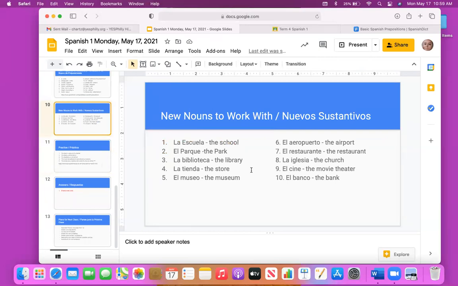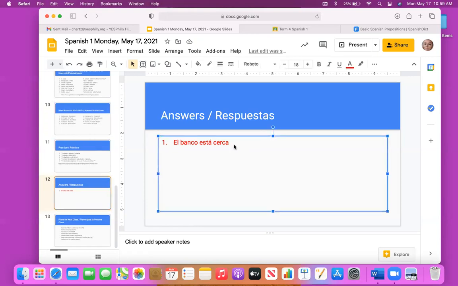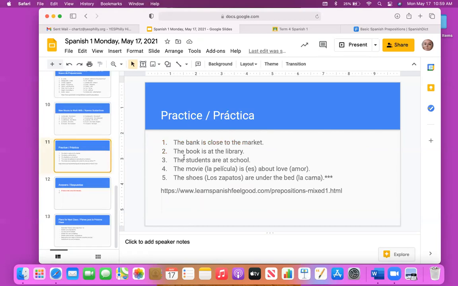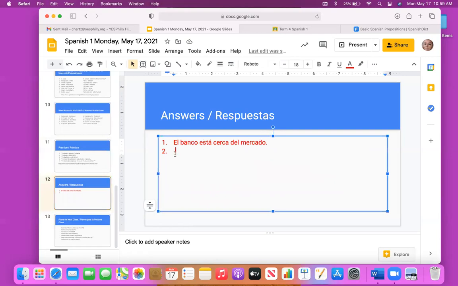Did I not put that one on here? No, I didn't. Wow. I'll write it in there. Okay. So el mercado is the word for market. So el banco está cerca del mercado. So that means the bank is close to the market. I don't know how I managed to not put that in there. But so the next one we have the book is at the library. So remember that book is el libro, right?